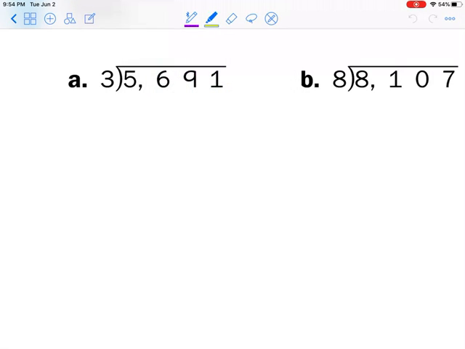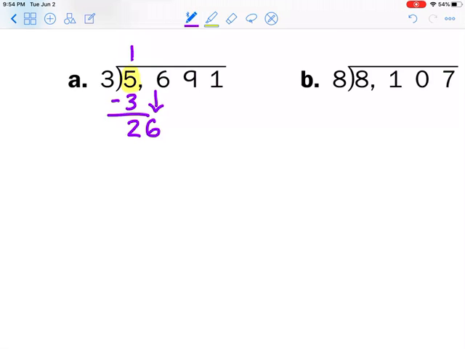So the first thing we're going to do is, can 3 go into 5? It can. It can go into 5 one time. So 3 times 1 is 3. 5 minus 3 is 2. So now I move on to the next place value. I bring down this 6. Can 3 go into 26?